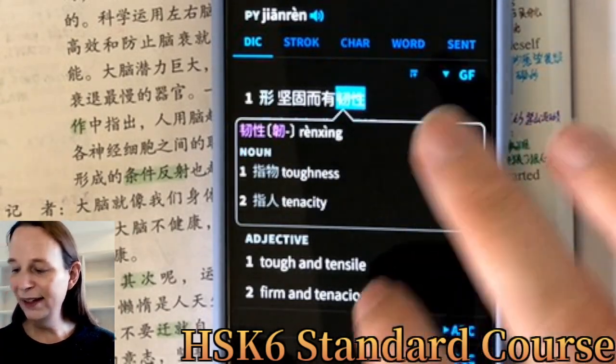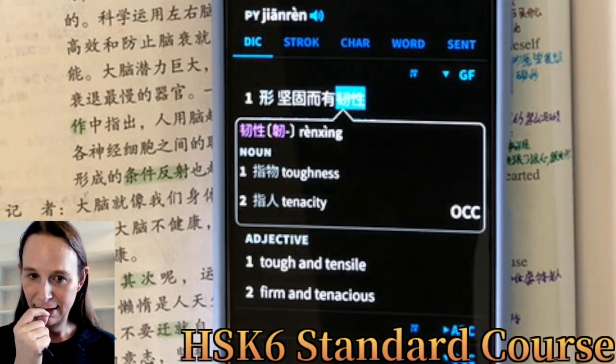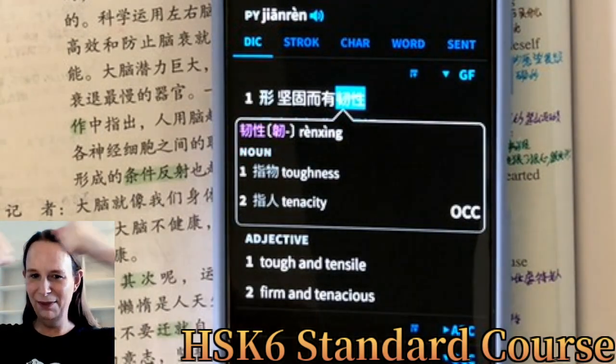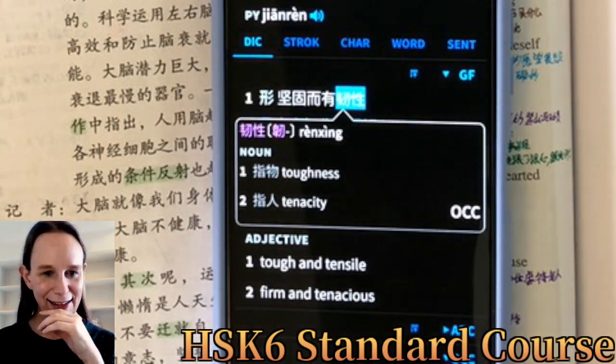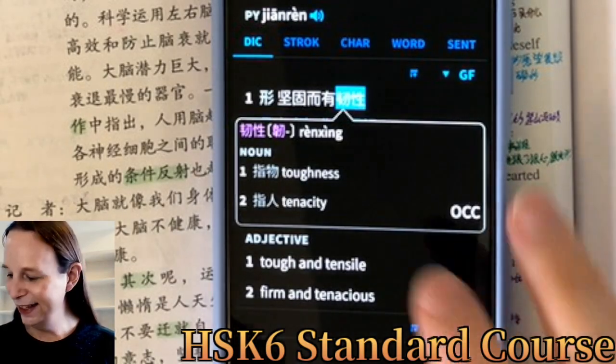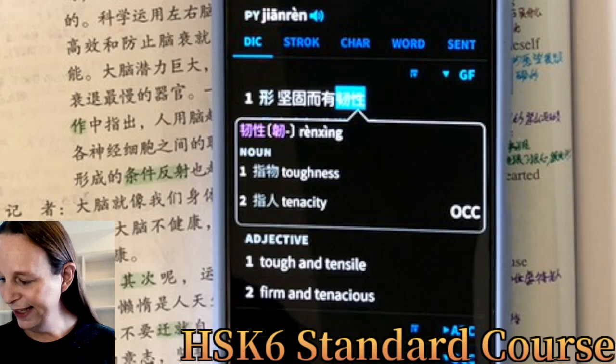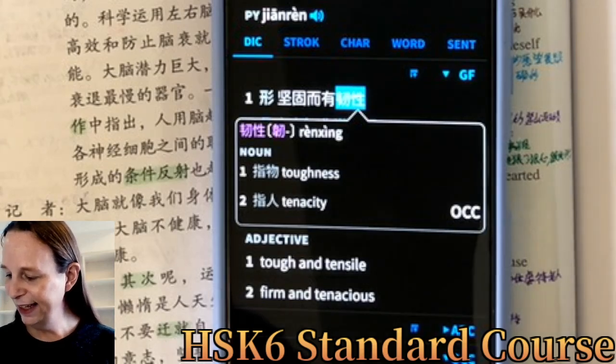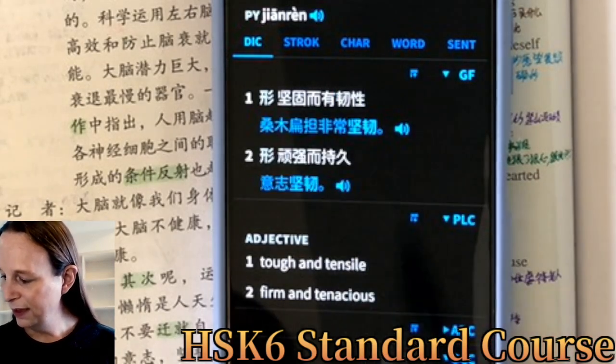So this is the tensile. So tensile has a meaning. Tensile strength, this is under pulling, right? Tensile, if I remember correctly. It's been a while since I did physics. 韧性, toughness, tenacity, toughness.